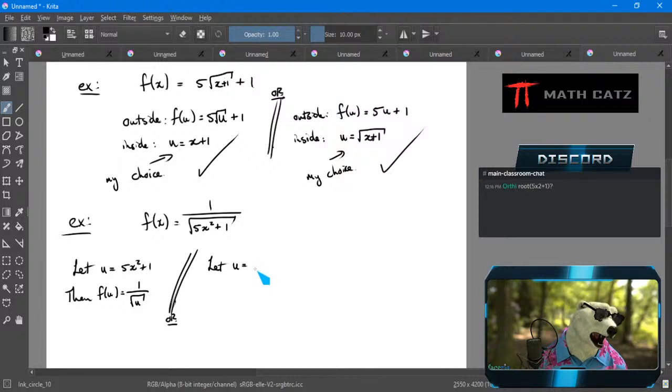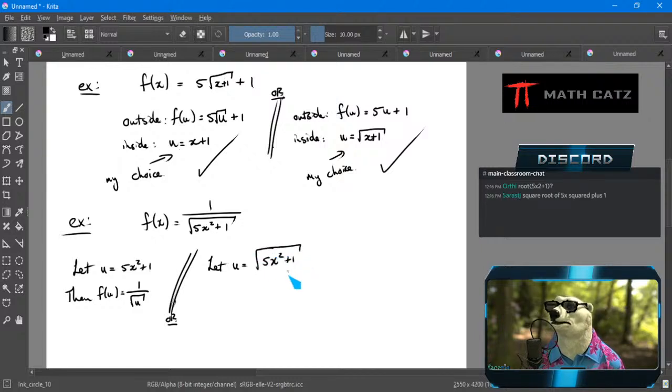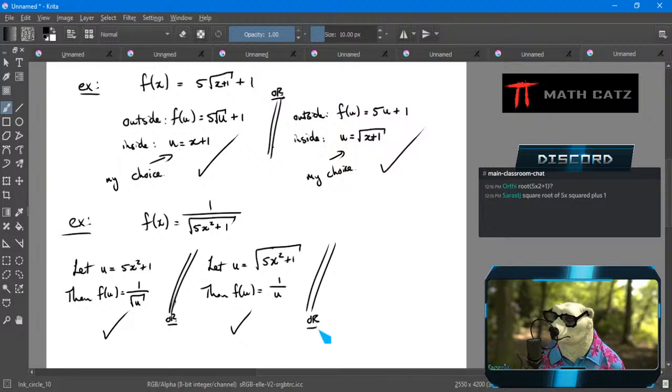I'm not saying you were wrong, I just didn't quite understand. The first thing I have to do is define u. I can't use it before it's defined. Square root of 5x squared plus 1. That's a different choice, but it would still work because then my outside function is 1 over u. Correct, correct. There are more.